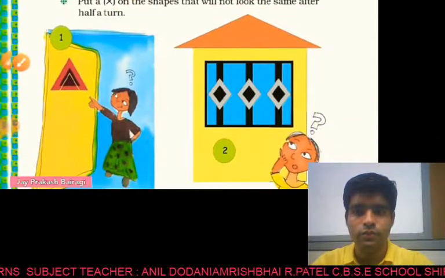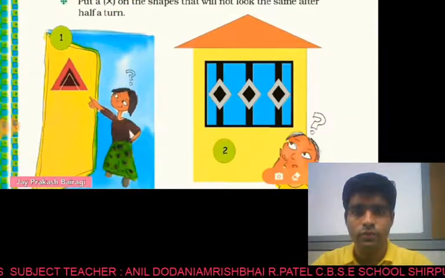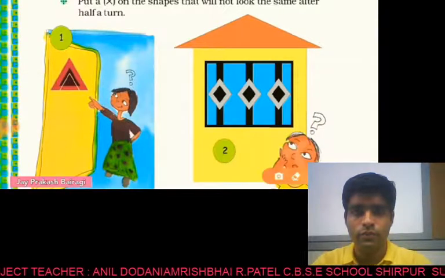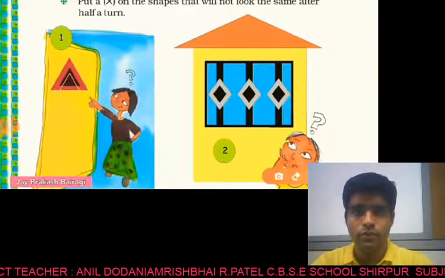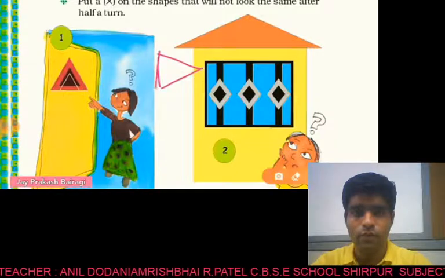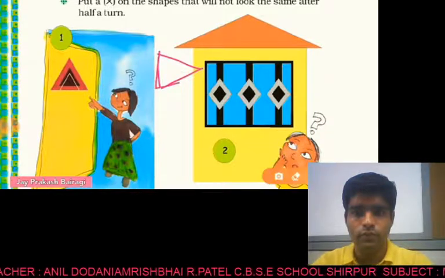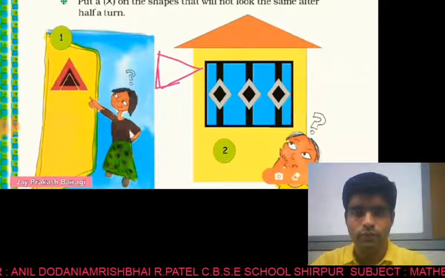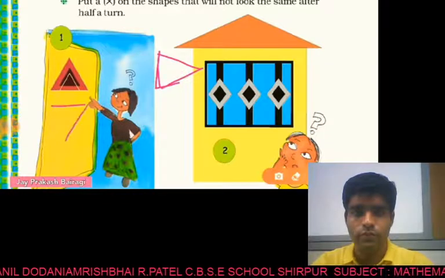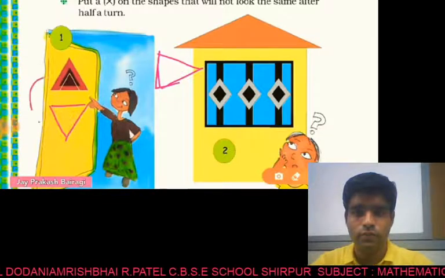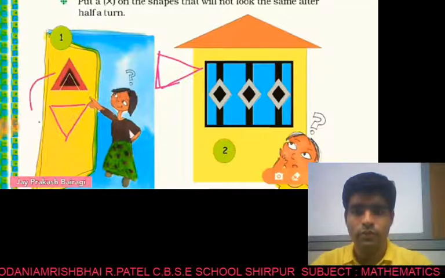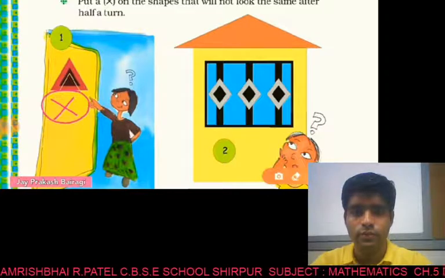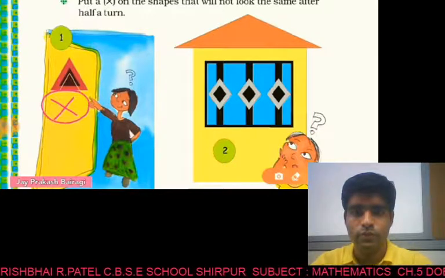Here we have our first picture, which is in a triangular shape. Let's try to understand this one. In a 1/4 turn it will come to the right side like this. It will not look the same, so you do not put a tick. Now check for the half turn. In a half turn it will look like this, and this is not the same as its original picture. So now here you will put a cross, because cross means not looking the same in a half turn.